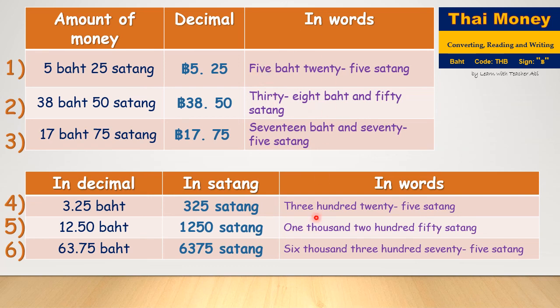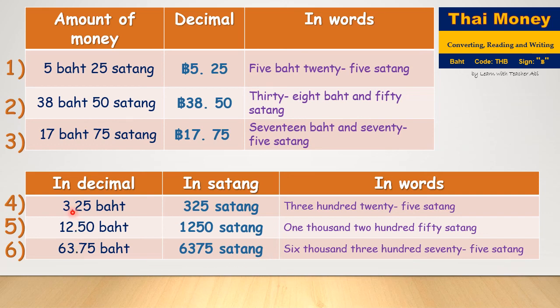So just read the words, okay? So 5 baht, 25 satang, or 5 baht and 25 satang. Next one, 38 baht and 50 satang. 17 baht and 75 satang. Next one, 325 satang. 1,250 satang. 6,375 satang. Wow. Okay, so 1,000.